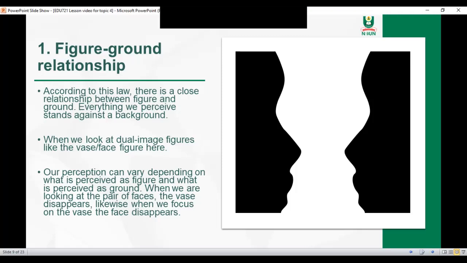Yes, everything we perceive stands against a background. Our perceptual system will not let us see object against object. If you look at the image on the right side of your screen, there is only one image there, a pair of faces, standing against a background. Or you are looking at something that looks like a vase that is standing against a face.